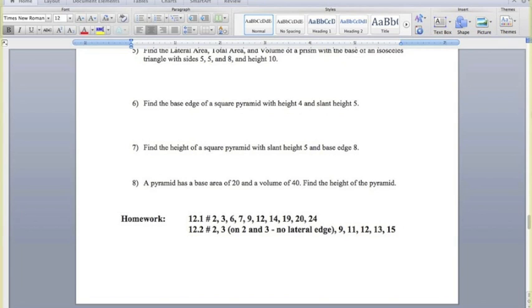Alright, so for number 6, find the base edge of a square pyramid. So we've got the base of this thing is a square. It's a pyramid, so it comes up to a point. Okay. You can draw them or not draw them, depending on whether you think that will be helpful. I'm a very visual person, so I like to see what I'm working with. We are given a height of 4. A height of 4 goes right through from the point directly down to the center of the bottom and hits at a right angle. And that height is 4.